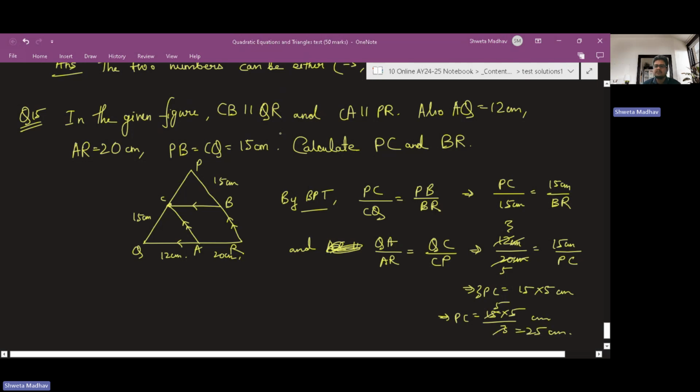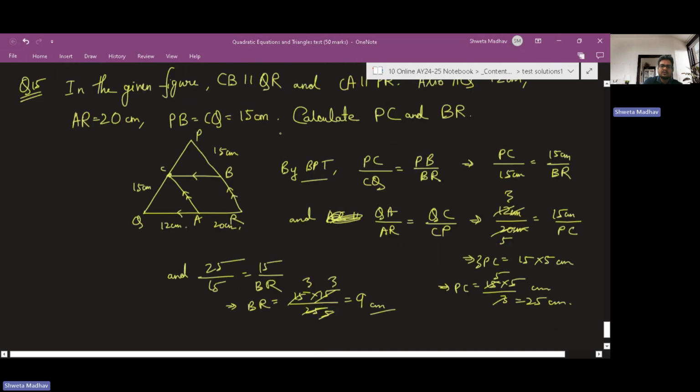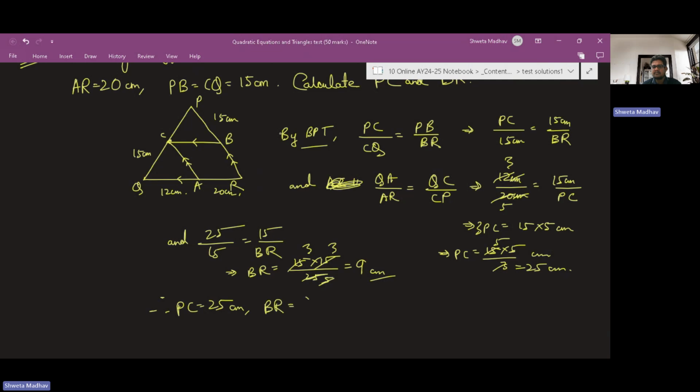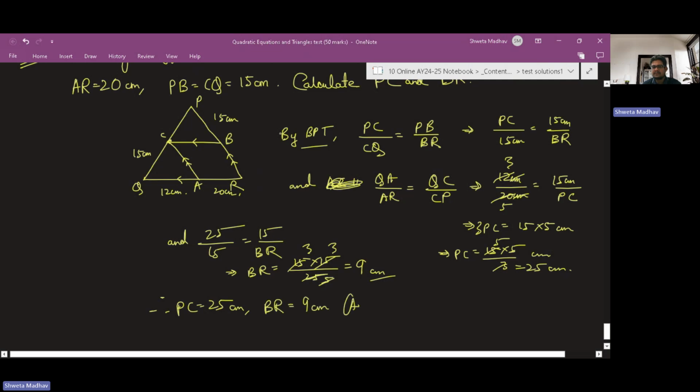So PC is 25 centimeter, and also we can say 25 by 15 is equal to 15 by BR. So hence BR is equal to 15 into 15 divided by 25, which is 5 5s of 25, 5 3s are 15. So BR is 9 centimeter. Therefore the answer is PC is 25 centimeter and BR is 9 centimeter. So this is the required answer.